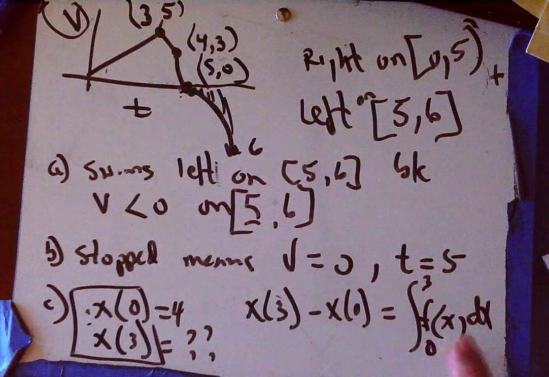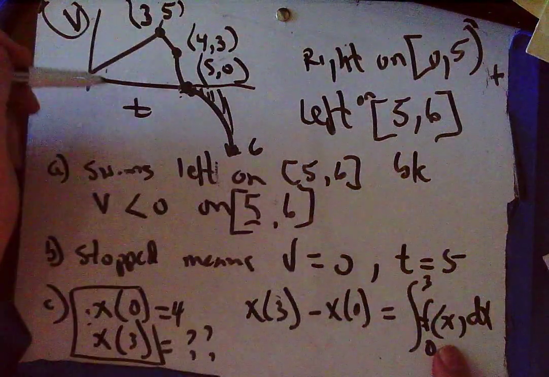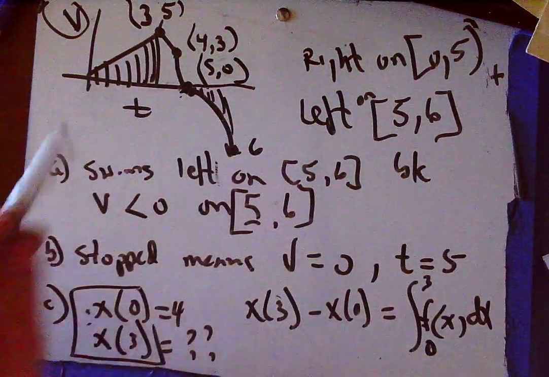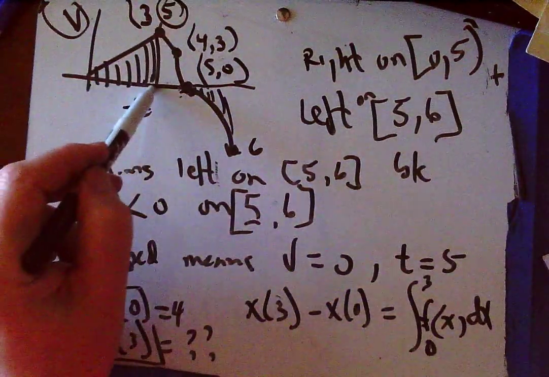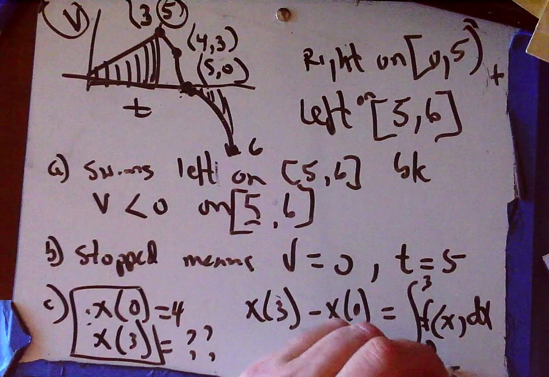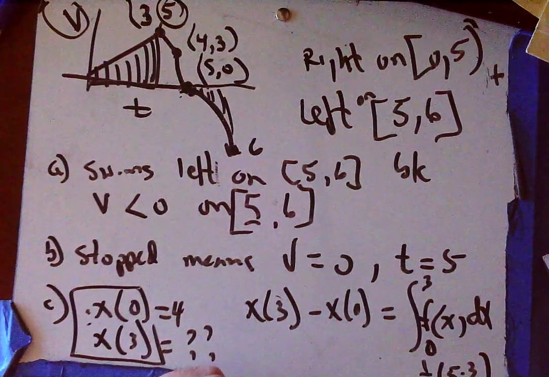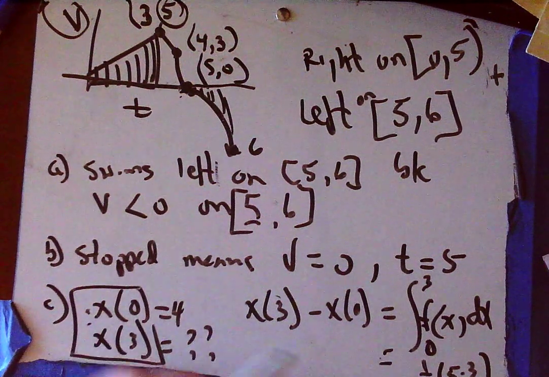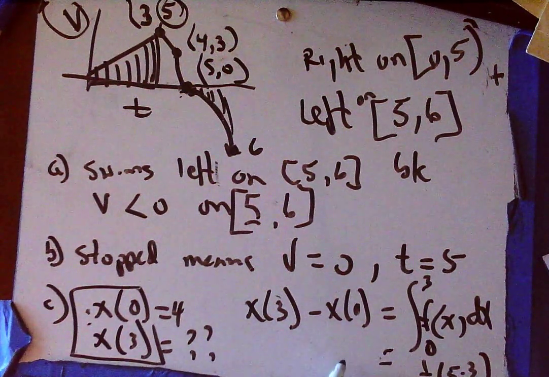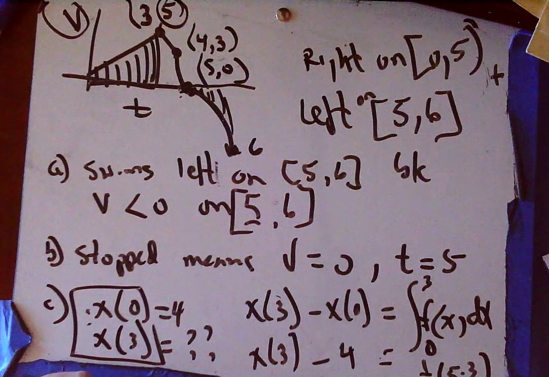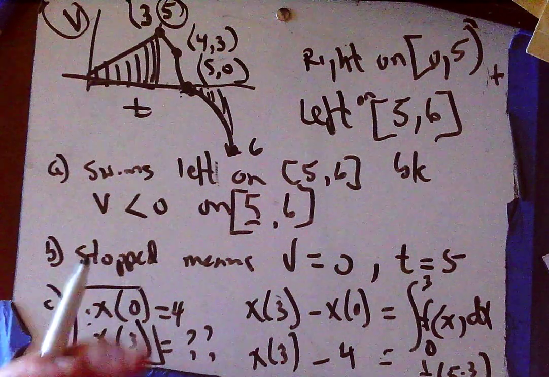All right, so the integral from 0 to 3 is that area. Well, we know the height is 5, and we know the length is 3. It's going to be 1/2 times 5 times 3. Integral from 0 to 3, yeah. And we know that x of 0 is 4, and we're looking for x of 3. Well, if I add 4 to both sides, I'm done.